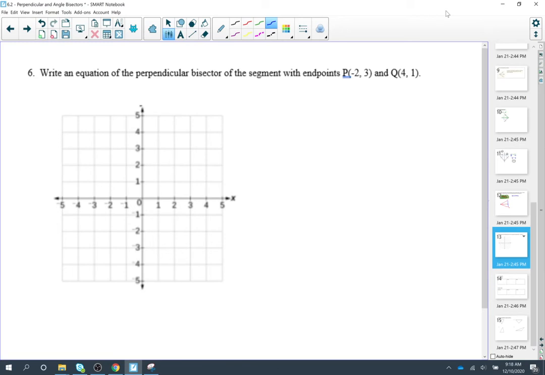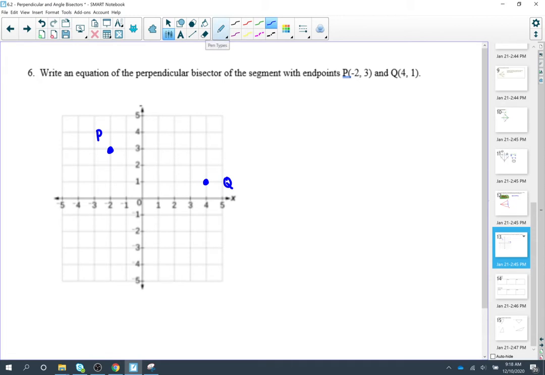Example 6. Write an equation of the perpendicular bisector of the segment with endpoints P at -2, 3 and Q at 4, 1. So why don't we start with what we're given and then we'll look at this a little closer. First of all, we have P is at -2, 3, and that's P. Then Q is at 4, 1, and that's Q.